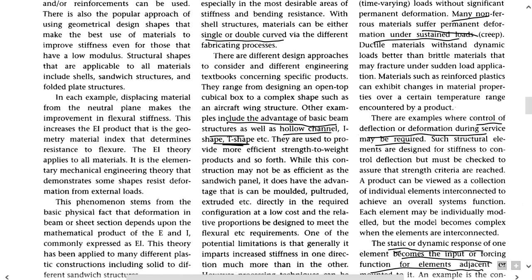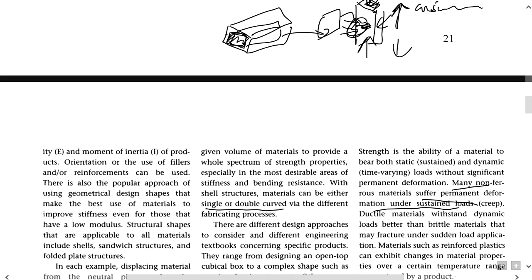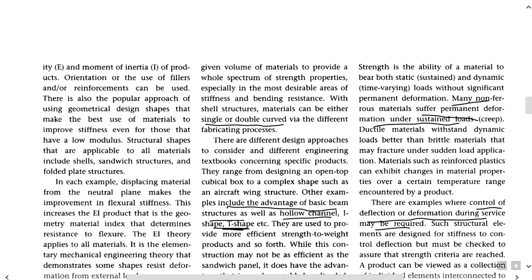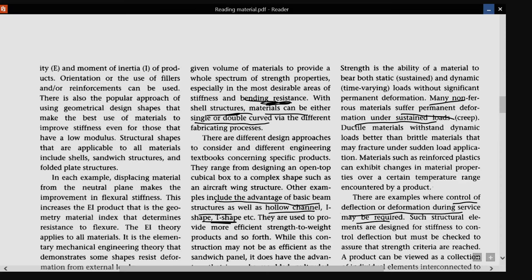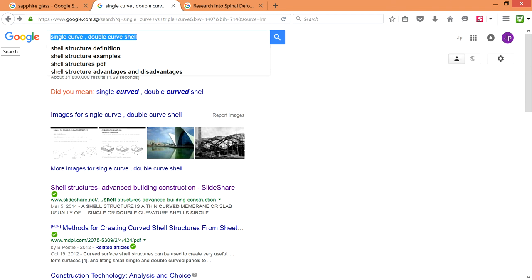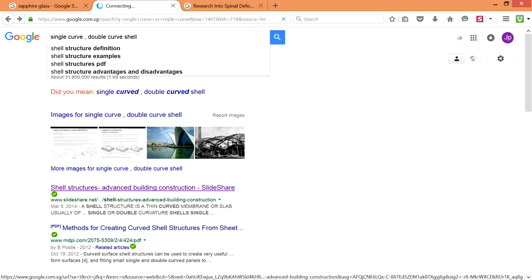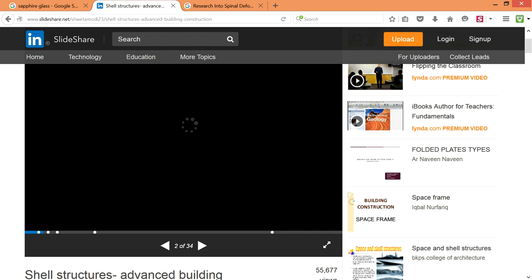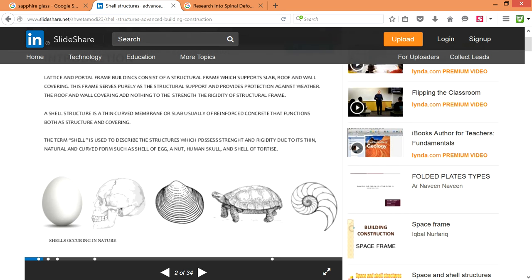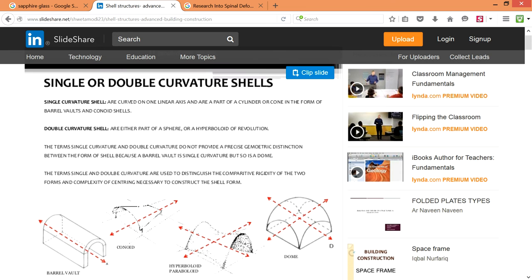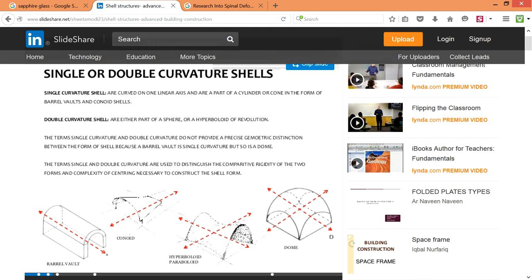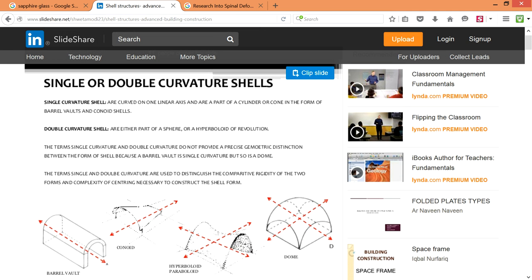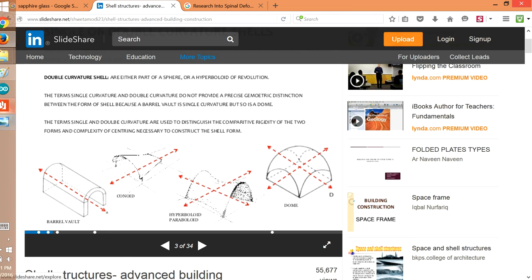And another thing is, what did I forget already. Over here it talks about bending resistance, and with shell structures, materials can be either single or double curvature for fabricating purposes. So you can search for single curve, double curve shell, and you'll see shell structure, advanced building construction, where you talk about advanced building, like it sounds like I'm learning civil engineering now. So you can just take a look at the single and the double curvature, the dome and things like that. I'll not go into details, but at least it's something for you to venture into in the future.